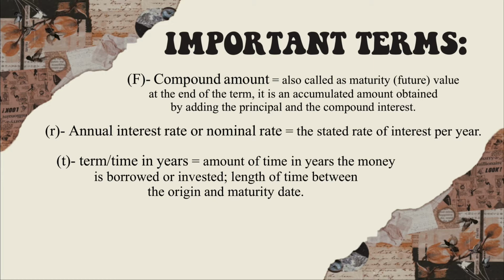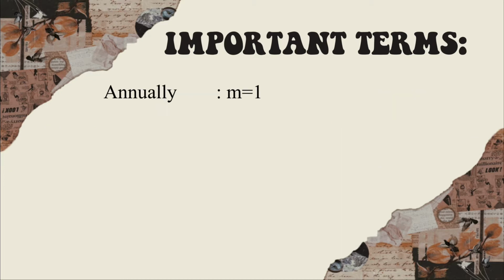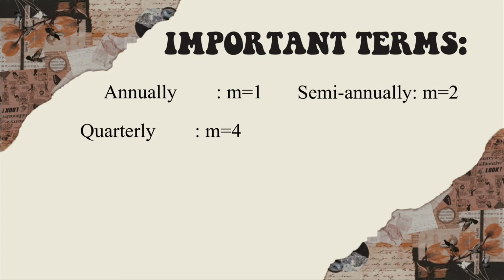Length of time between the origin and maturity date. M, conversion period or frequency of conversion. It is the number of times in a year the interest will be compounded. Annually, M is equal to 1; semi-annually, M is equal to 2; quarterly, M is equal to 4; and monthly, M is equal to 12.